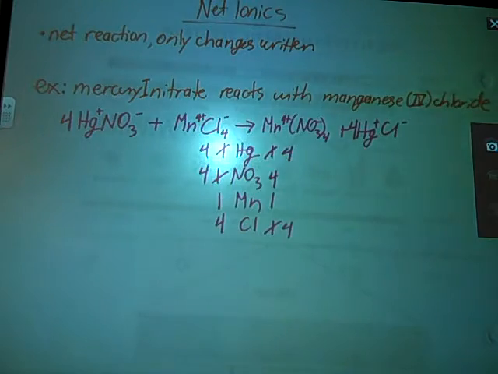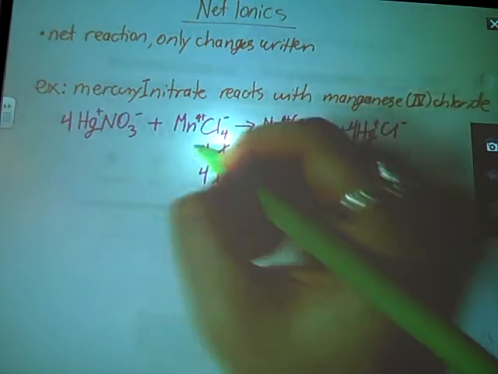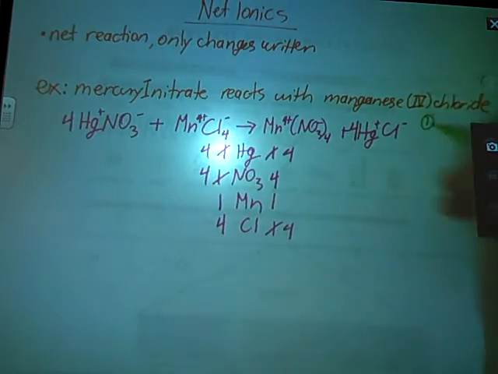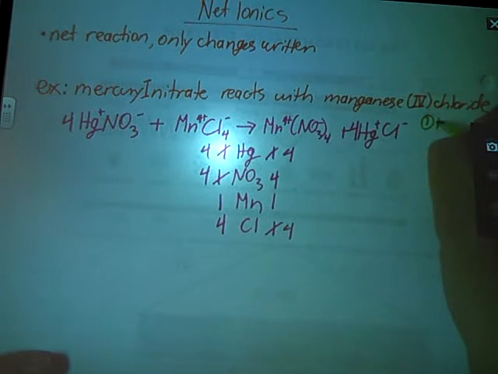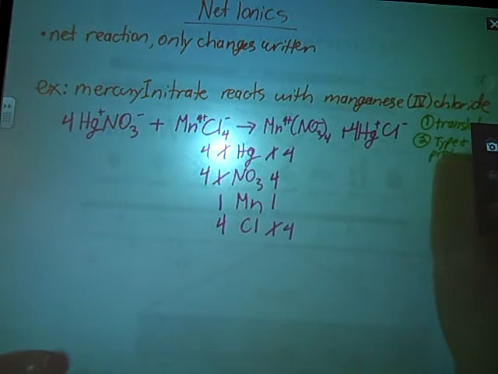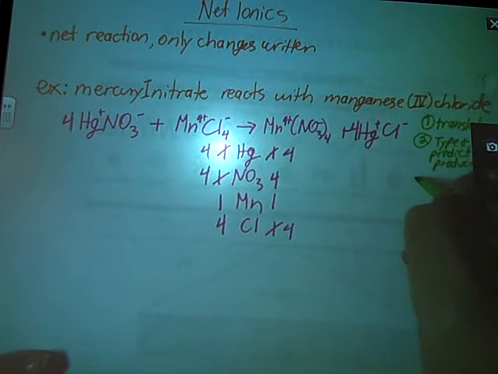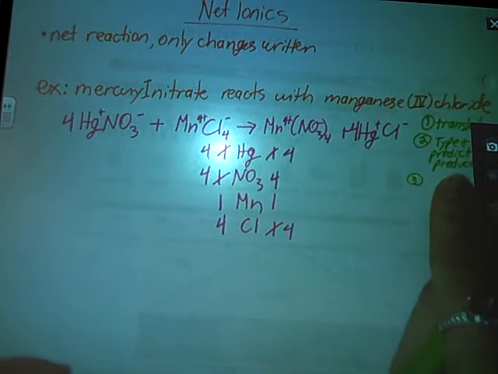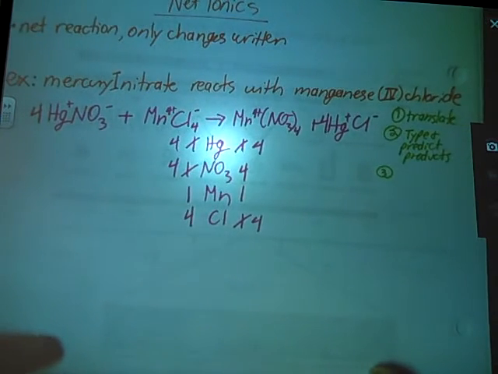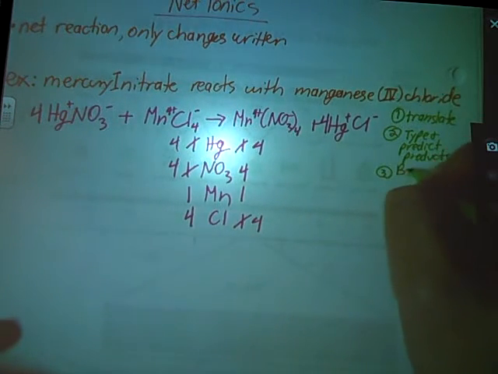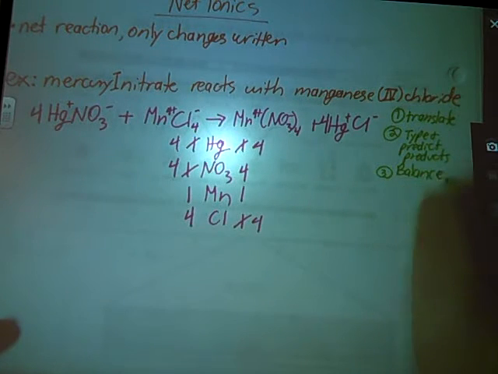This is always your step 1, is to identify products. I'll keep a running tally over here. Step 1 is translate. 2 is pick your type. And predict products. Make sure that all of your compounds sum to 0. After that, we're going to balance, which we just did.